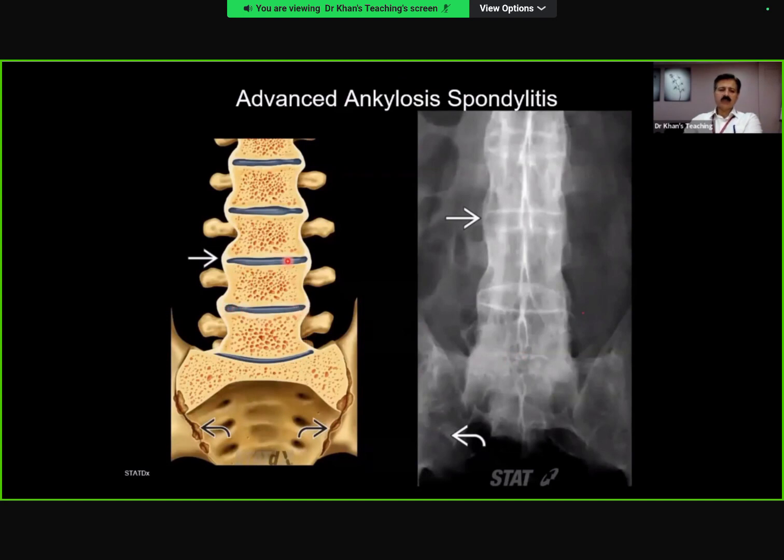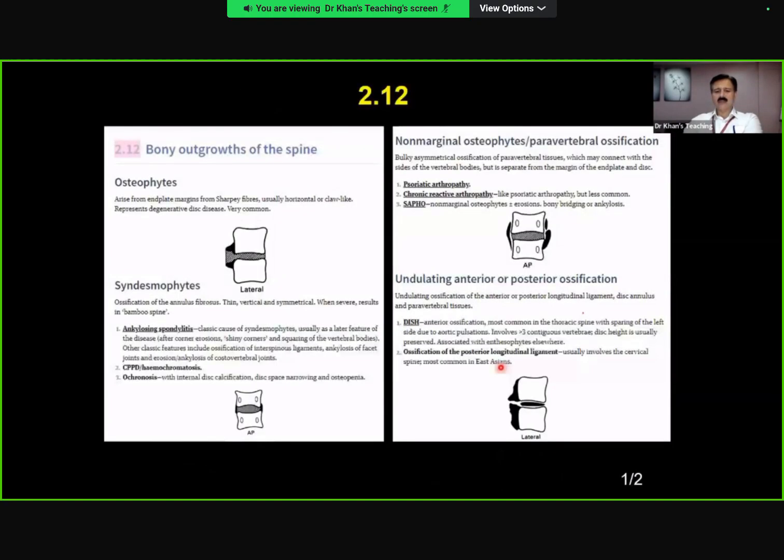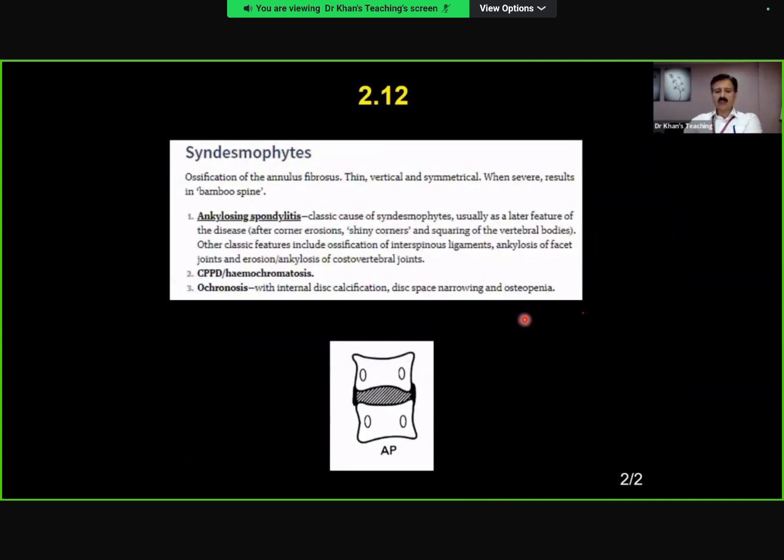This is the annulus fibrosus, which is involved. It will be symmetrical and multi-level, and this will give you a bamboo spine. Look carefully. You see, look at this, this is involved. Look at this, this is involved. And remember, in paravertebral, even bridging type, it was like this. That is the psoriatic arthritis and reactive arthritis pattern. So do use the word syndesmophyte for this entity, and not this one. So this is a syndesmophyte, and this is paravertebral ossification.